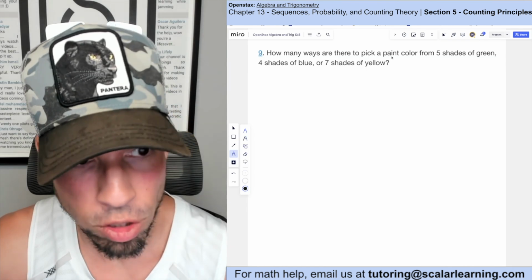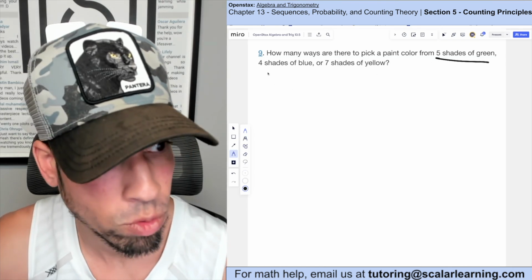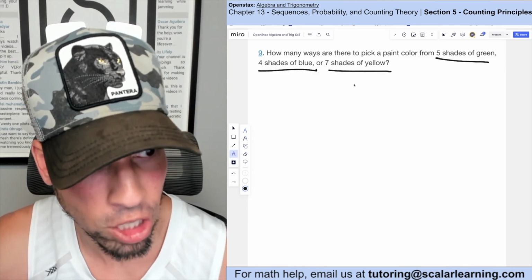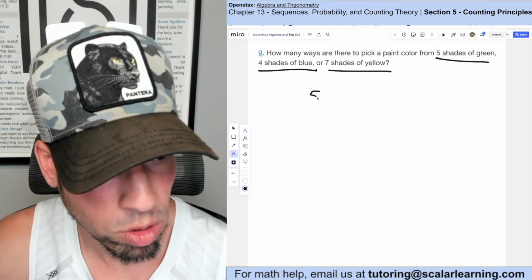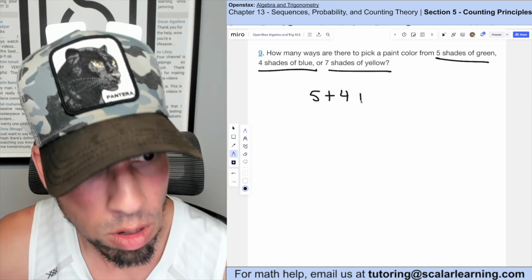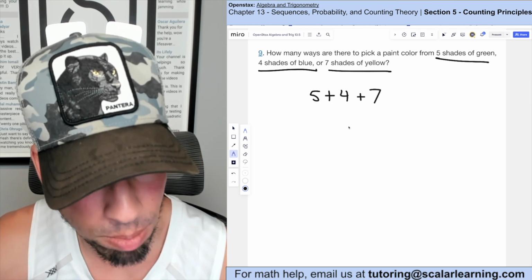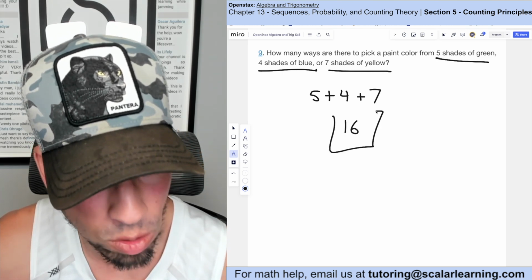How many ways are there to pick a paint color from 5 shades of green, 4 shades of blue, or 7 shades of yellow? Again, we see that word or, so we're thinking addition principle. It's simply 5 plus 4 plus 7, which is 9 plus 7, which is 16. So there are 16 ways.